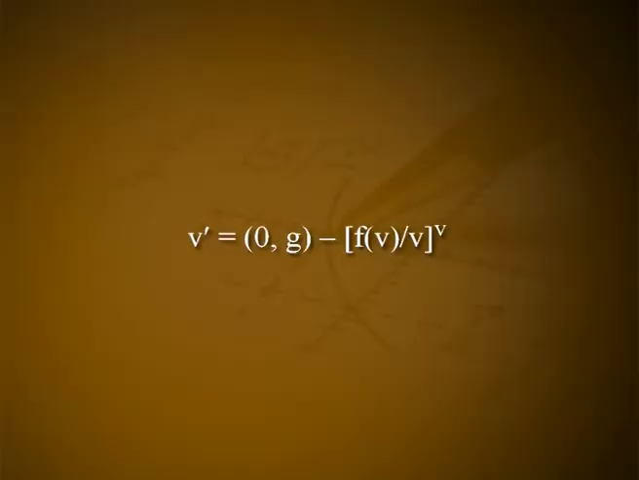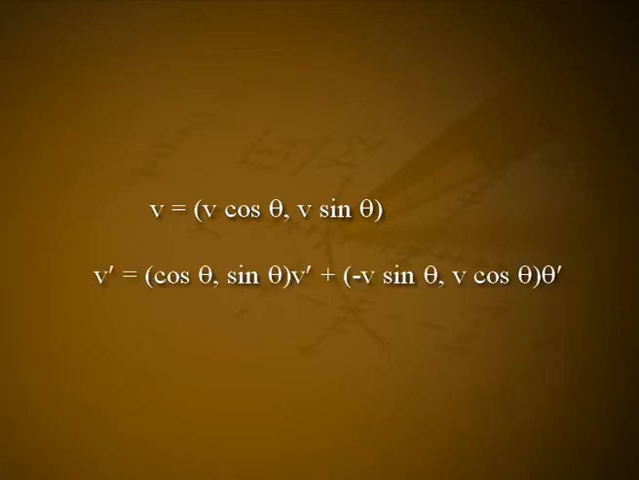In the xy coordinate system with the positive y axis directed downward, we can write this as a vector equation. v dash is equal to (0, g) minus (f of v by v) times v. Over a fairly large practical range, f of v is nearly proportional to v squared. Let theta be the angle between v and the x axis and resolve the acceleration into components parallel and perpendicular to v. To do this, we need to know values of v dash in the two directions. Since v is equal to (v cos theta, v sin theta), v dash is equal to (cos theta, sin theta) v dash plus (minus v sin theta, v cos theta) theta dash. The parallel component is simply v dash and the perpendicular component is v theta dash.